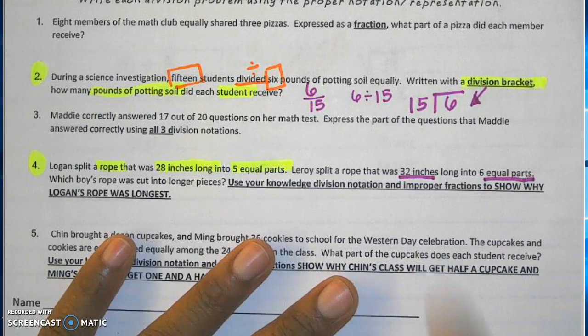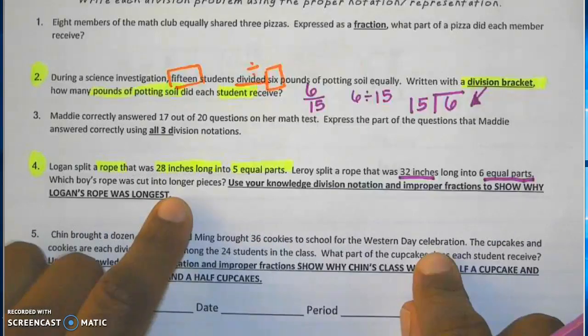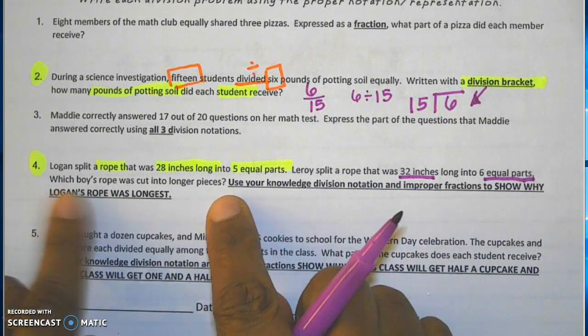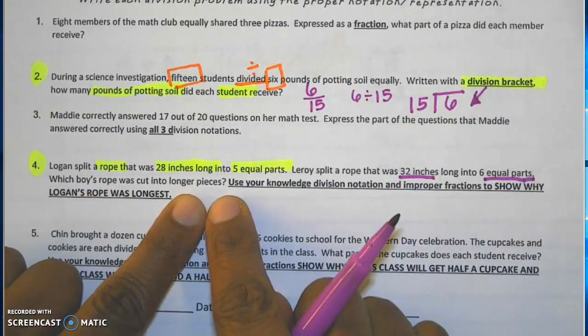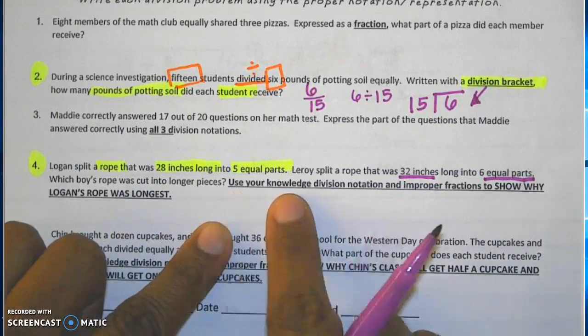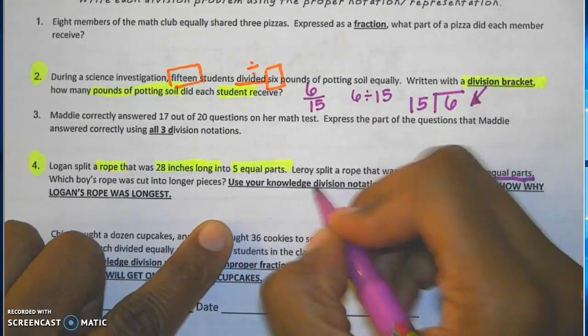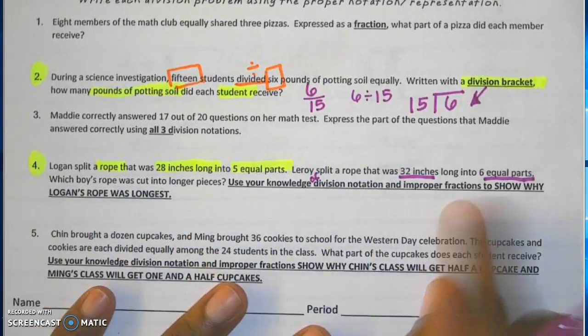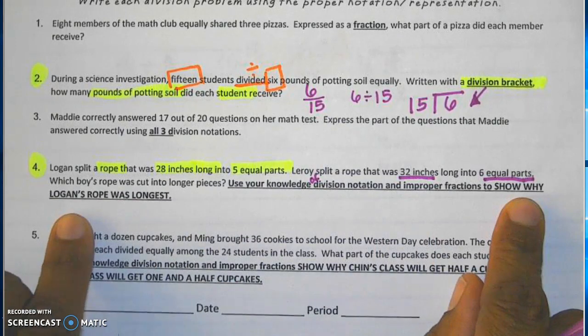Which boy's rope was cut into longer pieces? So the question, we want to know which boy's rope was cut into longer pieces. But remember, this year we are giving you the answers and we want to see your work. So if you continue reading, it says, use your knowledge of division notation and improper fractions to show why Logan's rope was longest.